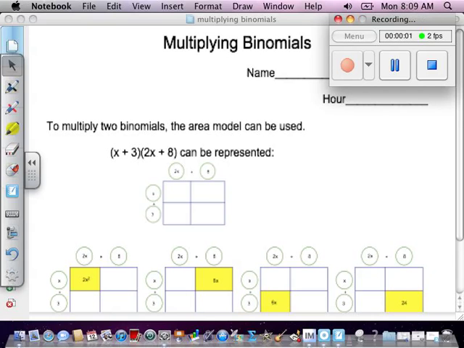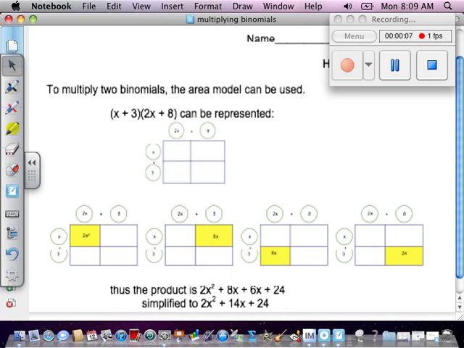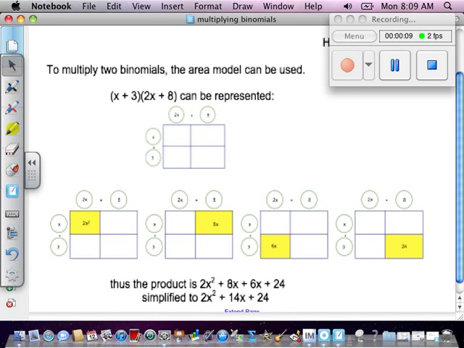All right, so ladies and gentlemen, the first thing we're going to do is look at this demonstration of how to multiply two polynomials. Now, I think the easiest way to do this is a representation. We call this the box method or the table method. Either way is fine. Okay, you've got x plus 3 times 2x plus 8.